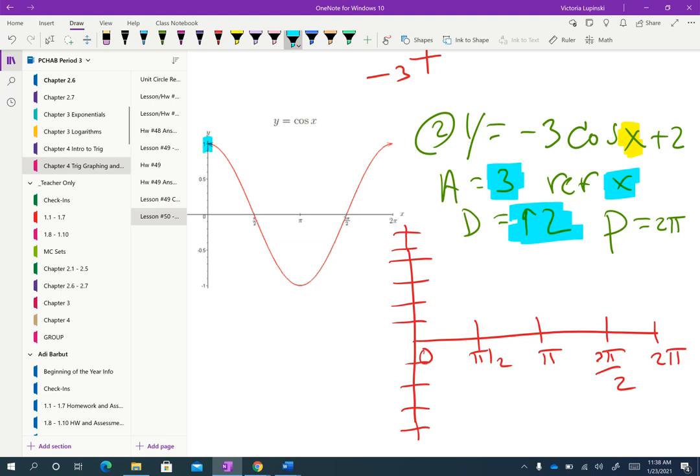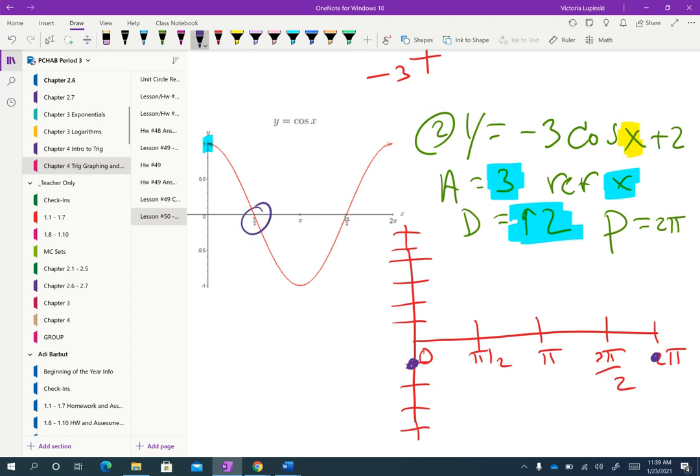So let's say I start with the point (0, 1). I'm going to multiply 1 by -3. That will change the amplitude, and that will reflect it over the x-axis. So that 1 becomes a -3. If I then take that -3 and add 2, that means that point is now going to wind up at -1. Wherever it starts, it also has to end. So I know that's going to happen at 2 pi as well.